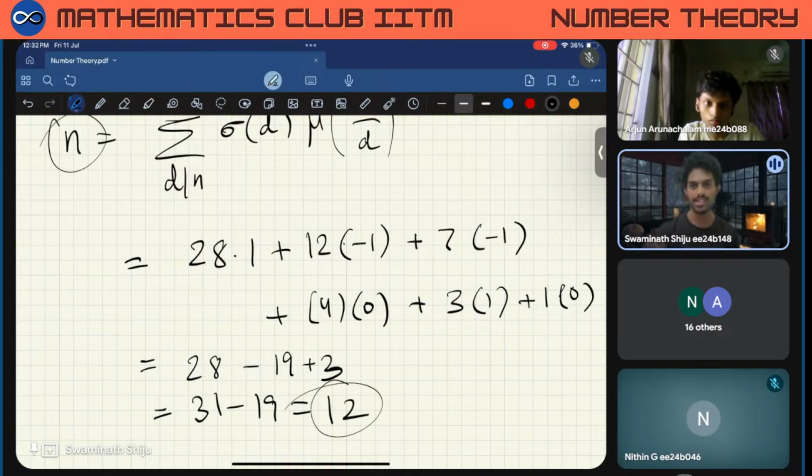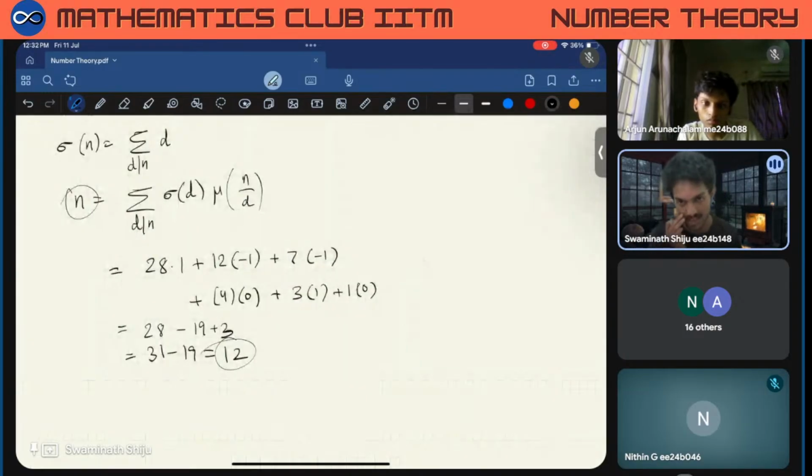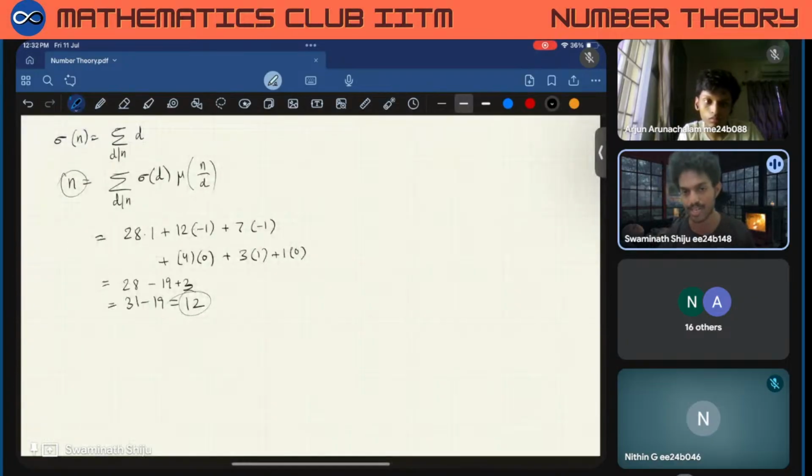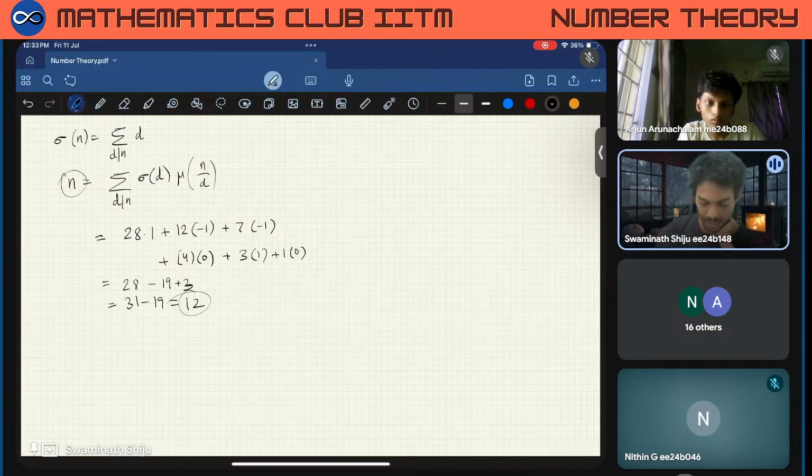Now that is all the functions. This is the complete theory of number theory done. I'll take a short recap of what we did here. We had mu d, we had mu n, and we found the inversion formula. That's basically all we did.